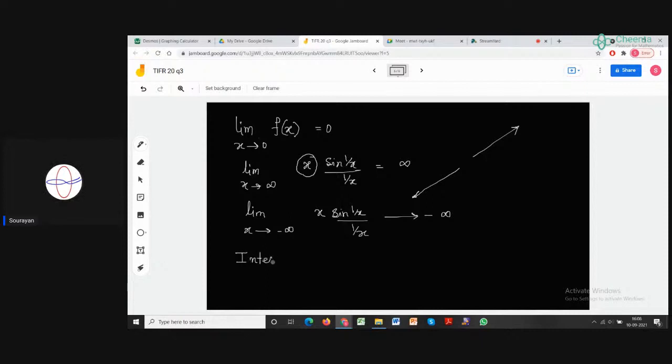Okay, so intermediate value theorem, practically IVT. So what does IVT tell us? IVT tells us that if x tends to infinity, it is shooting towards infinity, and x tends to minus infinity, it is shooting towards minus infinity, then there will always be a point where I will have a root.